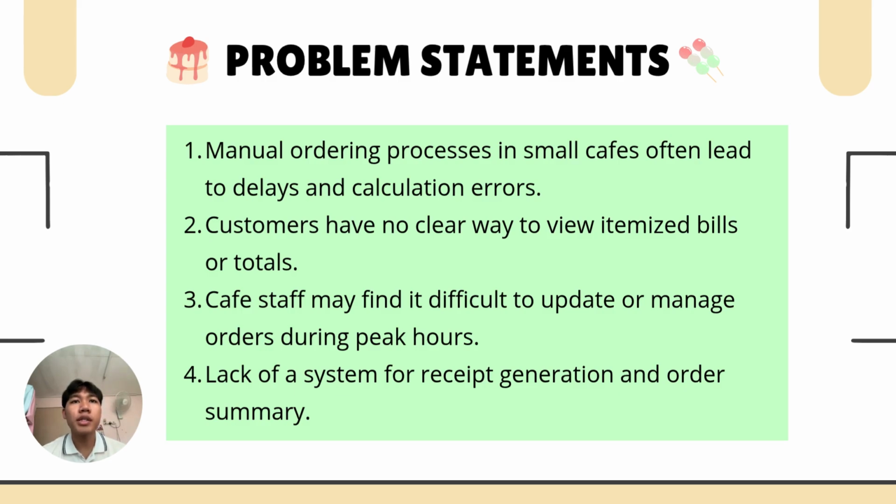And the last one is lack of a system for receipt generation and order summary. Many small cafes do not have a proper system to automatically generate receipt or provide customer with a summary of their order. This creates problem when handling complaint, issuing refunds, or analyzing customer trend. Additionally, it limits the business's ability to track sale data and performance over time.